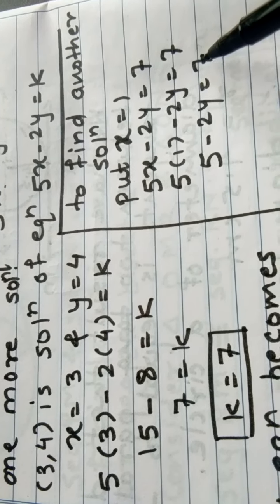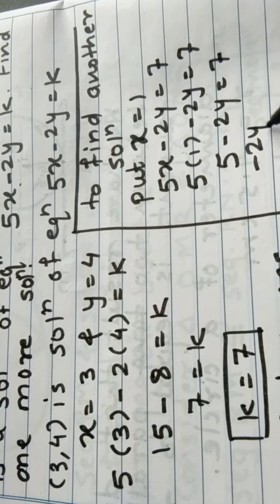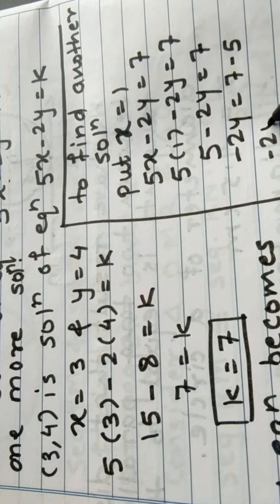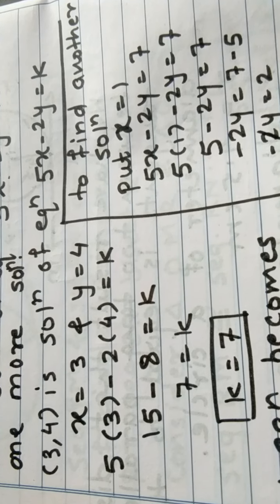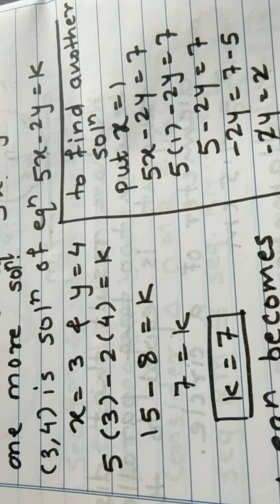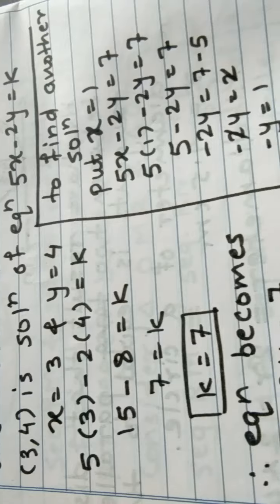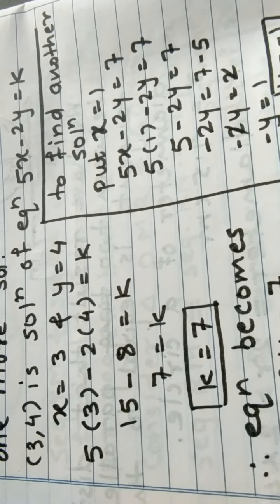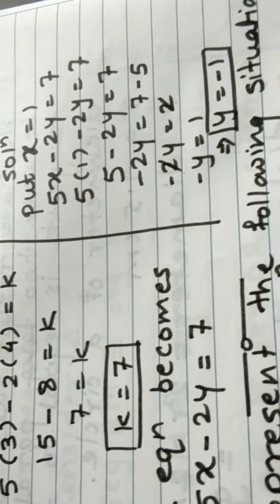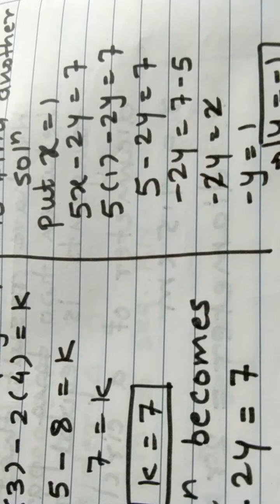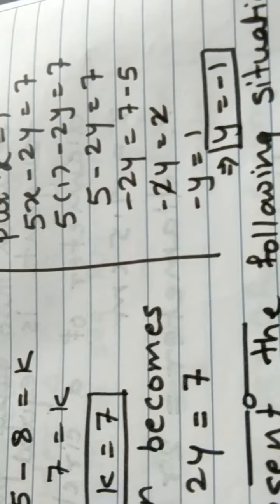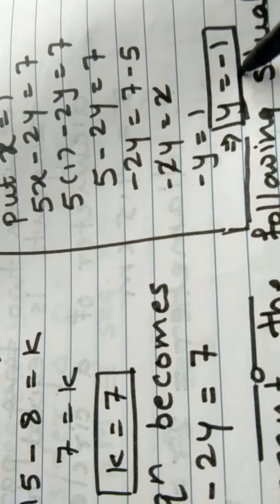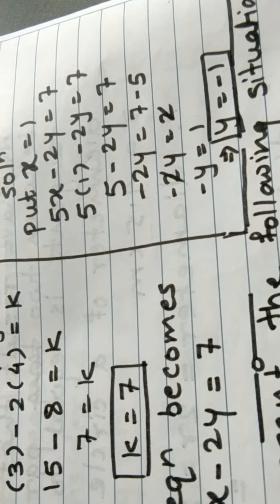Take this 5 on the RHS. Minus 2y is equal to 7 minus 5. Minus 2y is equal to 2. 2 cancel. That is minus y is equal to 1, which implies y is equal to minus 1. This is the solution. Means if we take x is equal to 1, we get y is equal to minus 1. This is another solution of the equation. Okay.